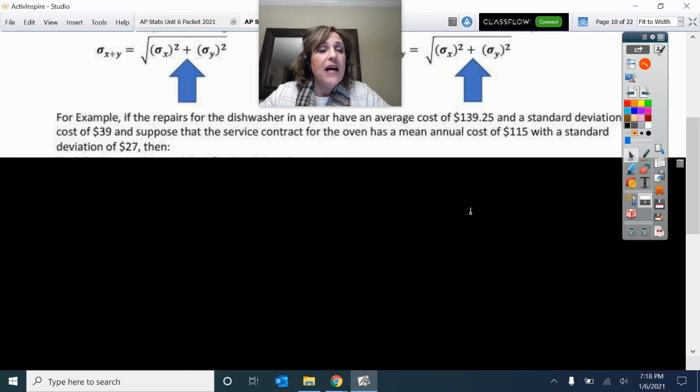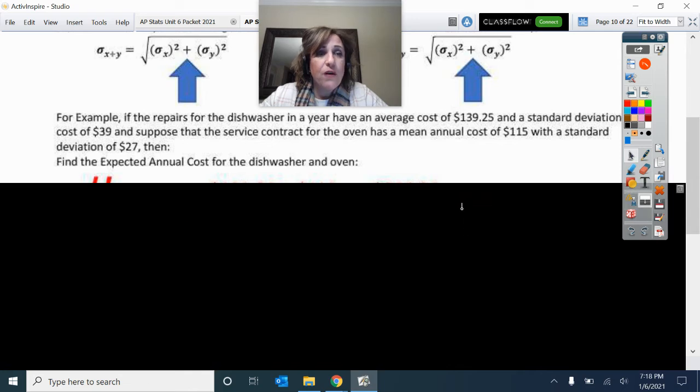So here we go. We've got our business again, and we've already figured out that our average cost we're allotting for our dishwasher appliance was 139.25 with a standard deviation of 39. Our other appliance is our oven, our big commercial oven, and it's got an average of 115 with a standard deviation of 27. Okay. So there are the mean and standard deviation for those.